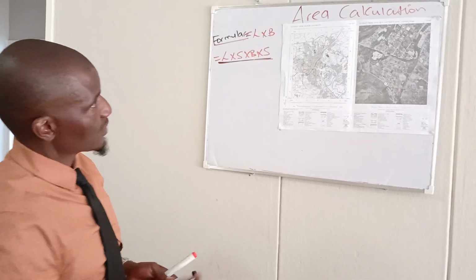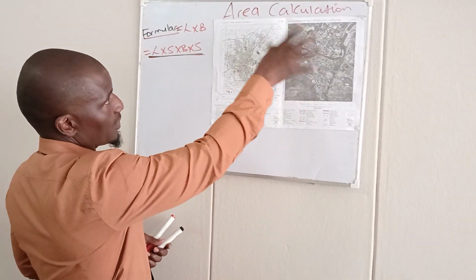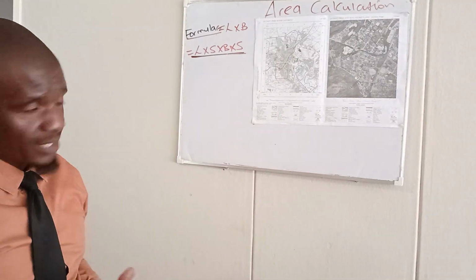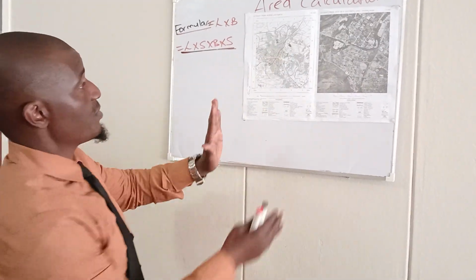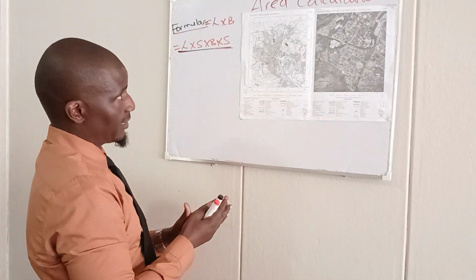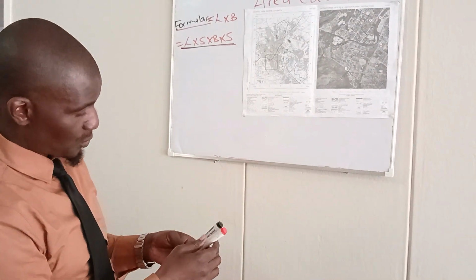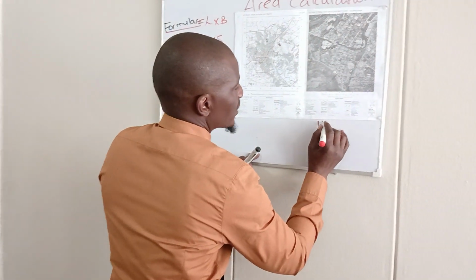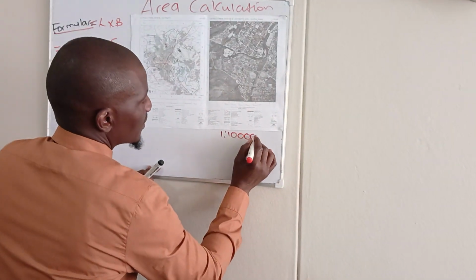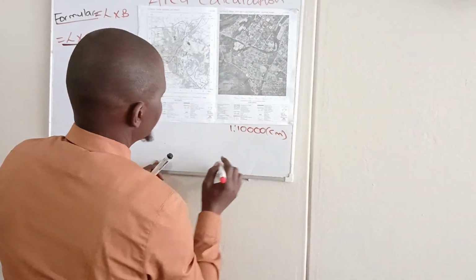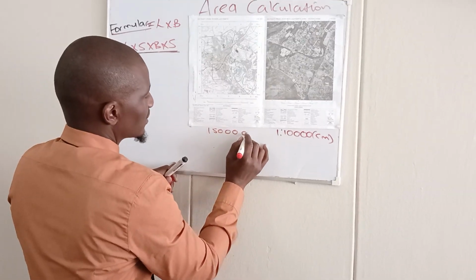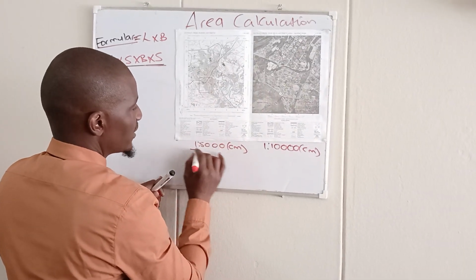So I'm just going to say a few words about the scale of these two maps, because obviously when you're calculating your area, you're supposed to make use of the scale of the map where you're supposed to calculate your area. So the first thing that you're supposed to know is this is your orthophoto map. What is the scale? Yes, 1:10,000. This is in centimeters, remember. This one is 1:50,000. Remember, this is also in centimeters.